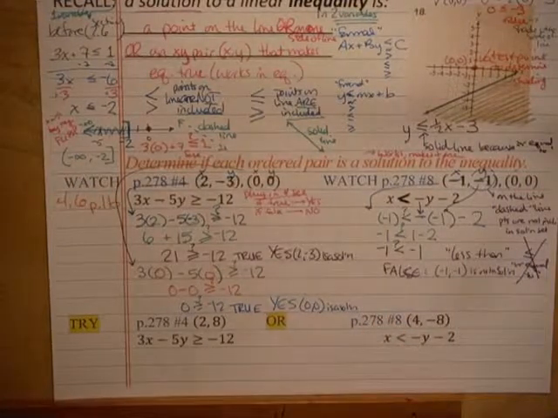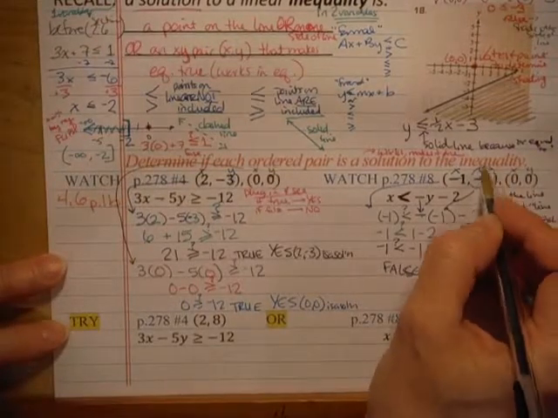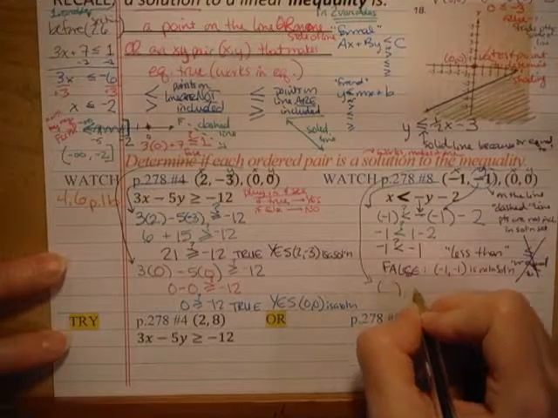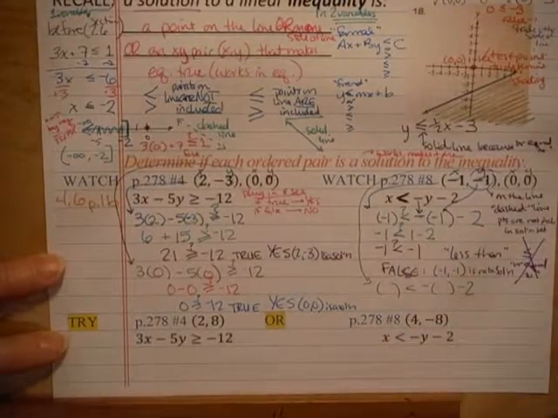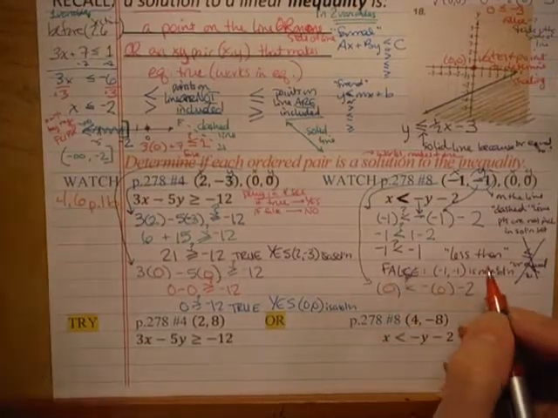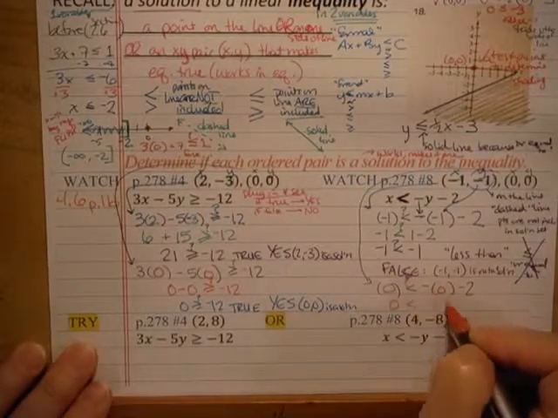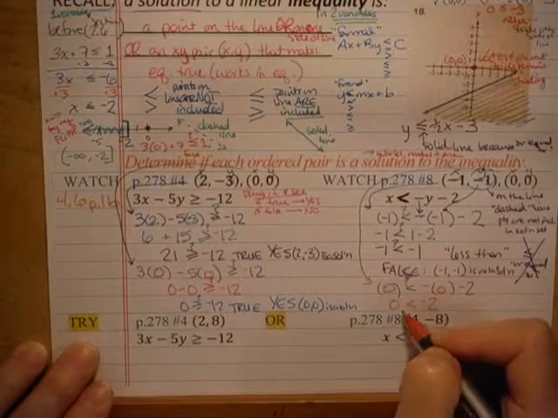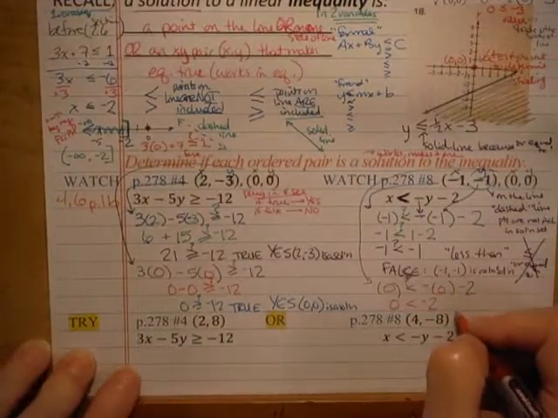Okay. Let's try the second point here, 0, 0. Again, we love plugging in 0, 0. Fairly easy. So we're going to put in x is less than negative y minus 2. And we're going to put in 0 for x and 0 for y and check to see if that works, and we get 0 is less than, negative 0 is just 0, 0 minus 2 is negative 2. 0 less than negative 2, this one also happens to be false.